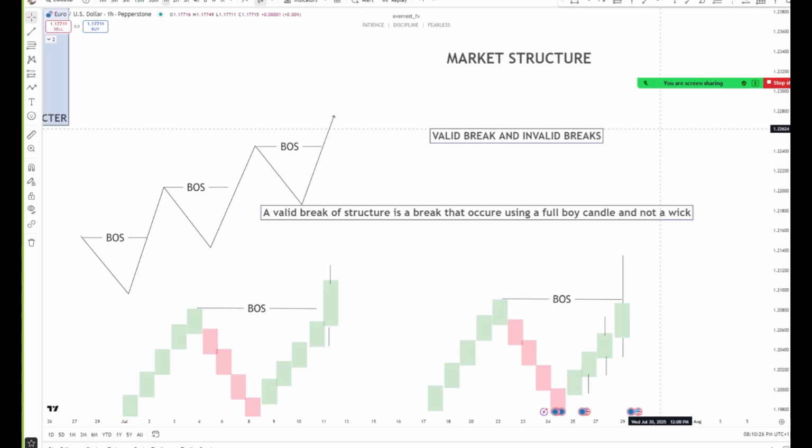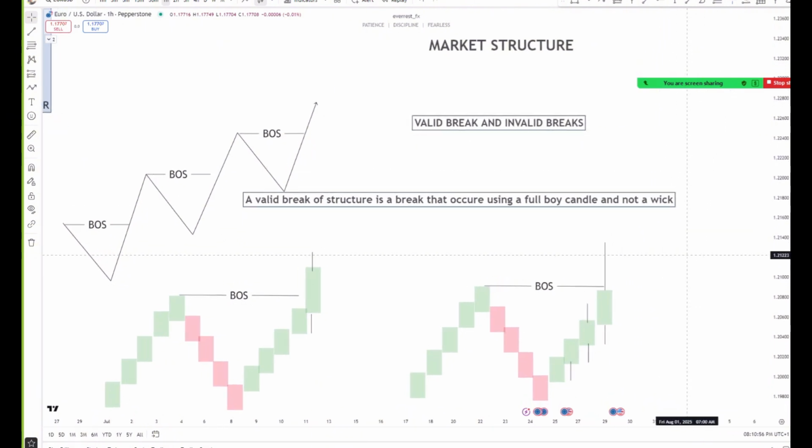Today we are going to continue from our last class. So we are still on market structure. Today we are going to be talking about the valid break and the invalid break. In market structure, we have some breaks that are invalid and some that are valid. So what is a valid break?